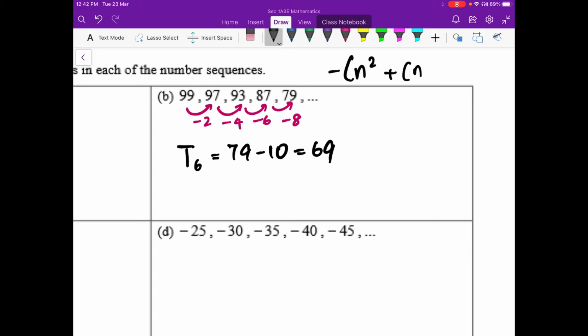Or n in the bracket, plus n close bracket, like that. Then plus 49, and plus 99, like this. Okay.